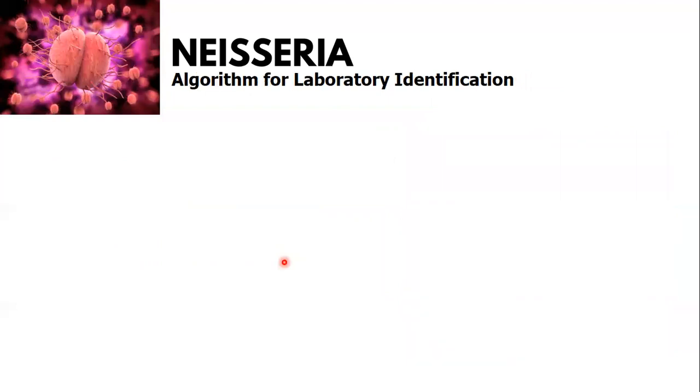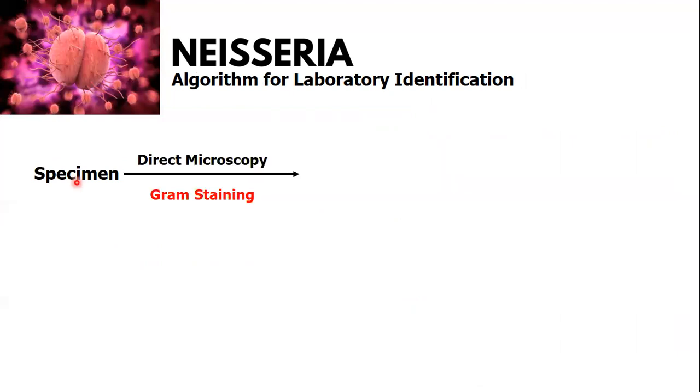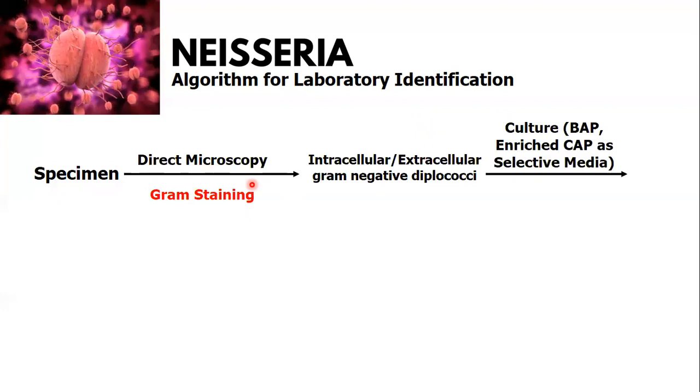Okay, let's have now the summary for the algorithm for the laboratory identification of Neisseria species. So as I said, let's begin with specimen accessioning and evaluation. And once deemed accepted, you proceed to direct microscopy and perform gram staining and observe for the presence of intracellular or extracellular gram-negative diplococci, which are coffee bean or bean-shaped in appearance. And of course, inoculate the specimen on its appropriate primary isolation media.